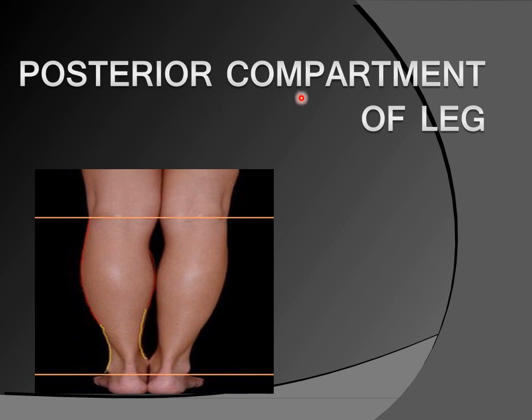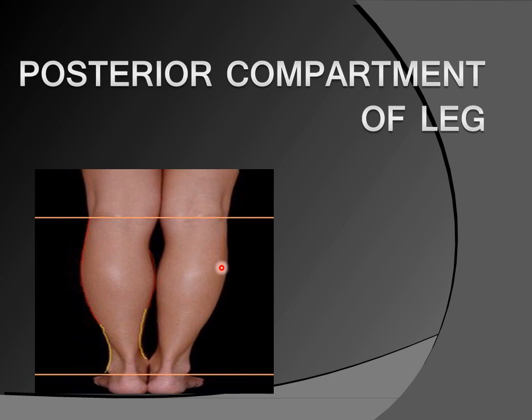Posterior compartment of the leg is also known as the calf region. So this region corresponds to the front of the forearm in the upper limb. Basically, the leg consists of three compartments: the posterior compartment, as you can see in this picture, the anterior compartment in the front, and the lateral compartment facing laterally.